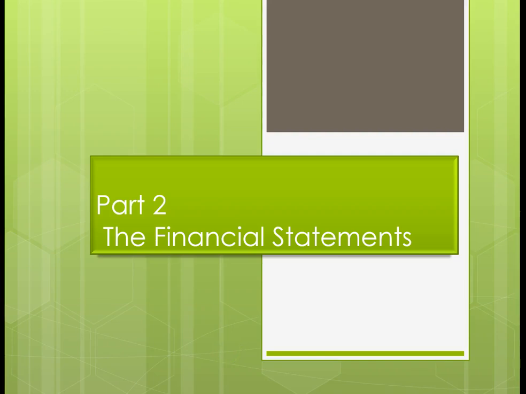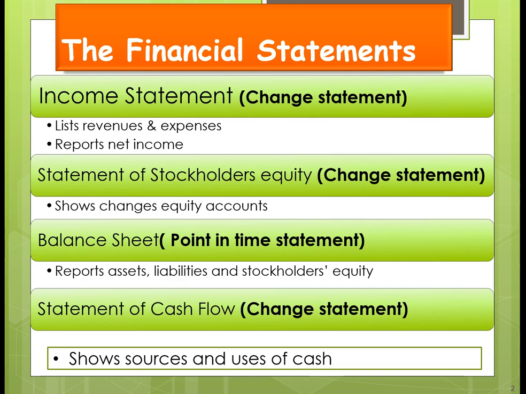Chapter 2, Part 2, the financial statements. Now, the financial statements, we have 4 of them. 3 of them are considered change statements, which show you activity over a period, whereas one of them, the balance sheet, is considered a point-in-time statement. They seem to differentiate that in the book, so I think it's something I should mention.